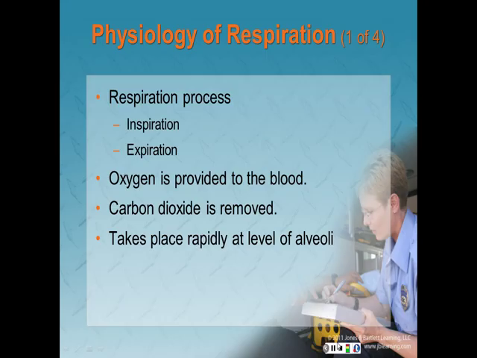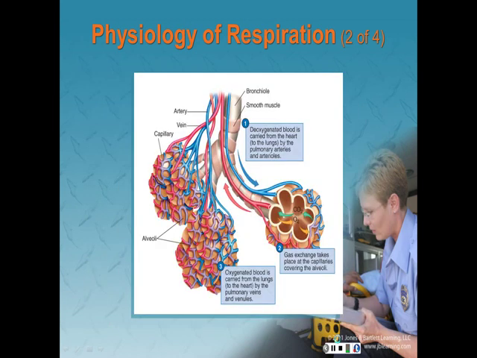Next, we're going to discuss physiology of respiration. There are two processes that occur, and as I said, this is a review. Number one is inspiration, and that is the act of breathing in or inhaling, and then expiration occurs, and this is the act of breathing out or exhaling. Oxygen is provided to the blood and carbon dioxide is removed from it. In healthy lungs, this exchange of gases takes place rapidly at the level of the alveoli. As you can see from this picture, this is the respiratory process.